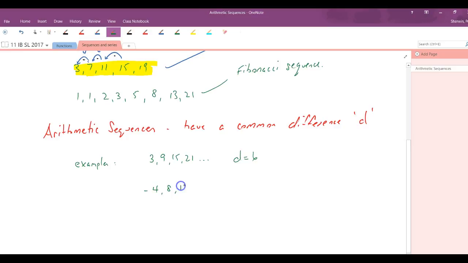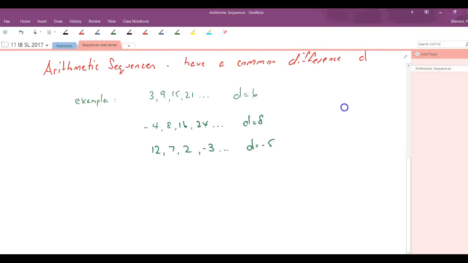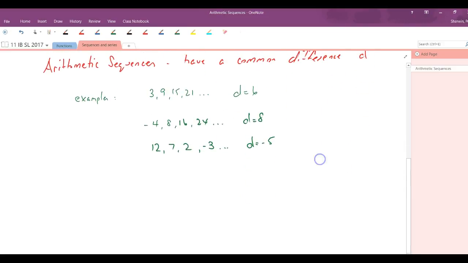So add 8. Oh, got that wrong. Add 8. Common difference is 8. What about if we start with 12 and we go 7, 2? Right, so now our common difference is negative, and we're going down by 5 each time. So our difference is -5. So there's some. We could go on forever, but you get the idea. That's what arithmetic sequences are.